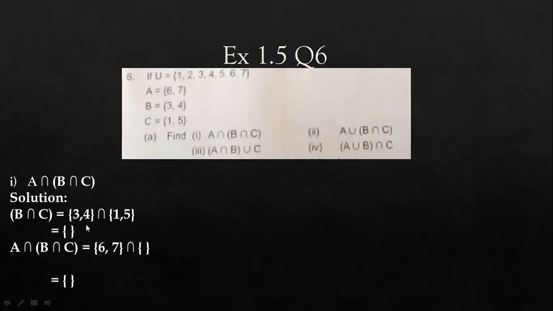Now, we know that intersection is finding the common elements between the two sets. If you look at set B and set C, you will see that there is nothing common between them. There are no elements which are the same in B as well as in C. So the answer for B intersection C will be an empty set. And this is just the half part of the question.